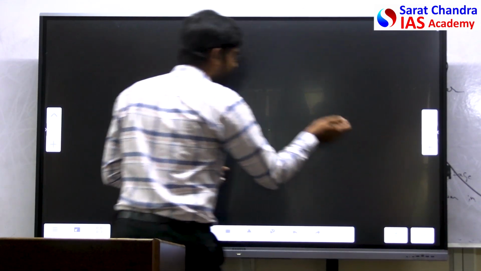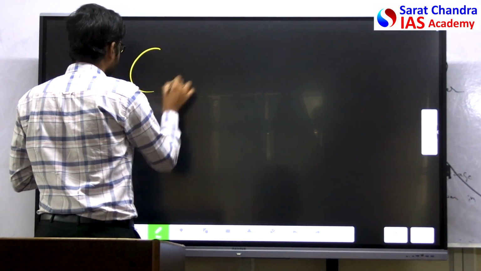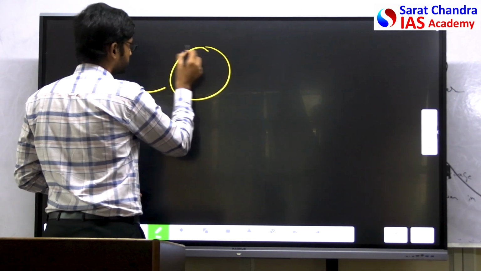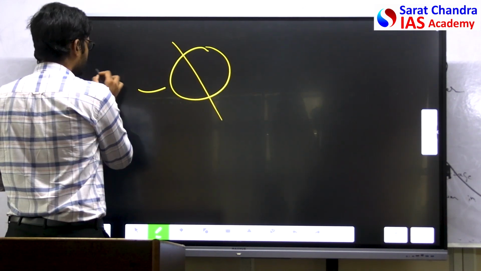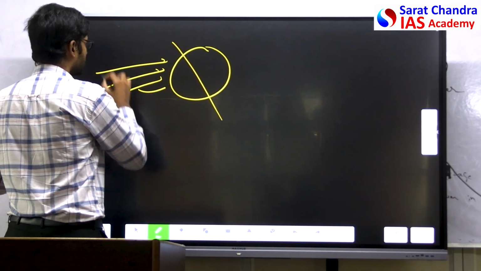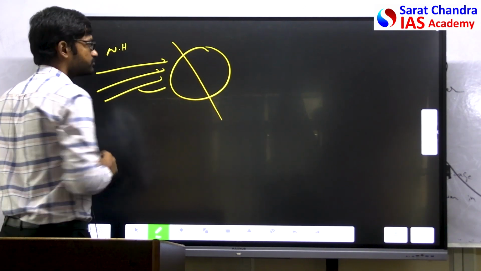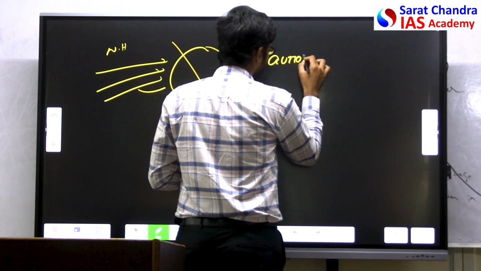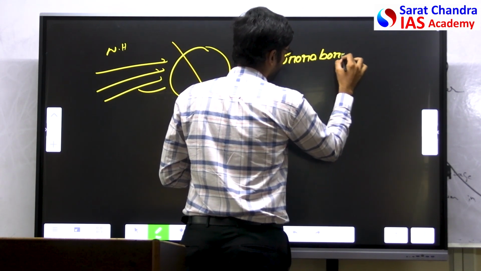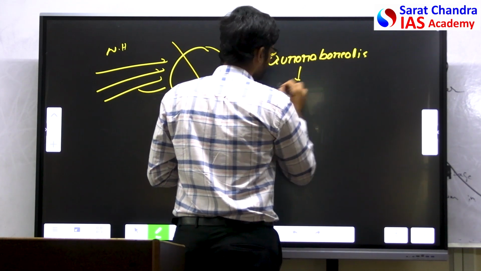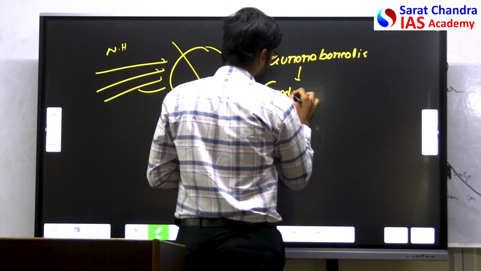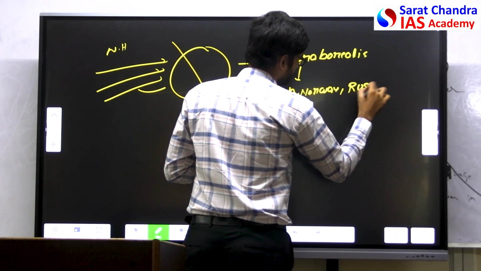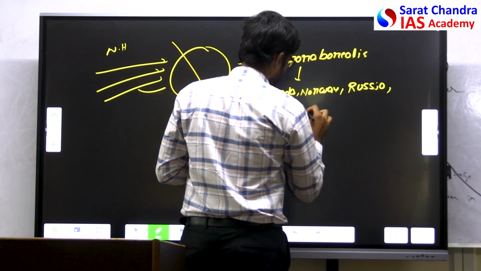Now, when the tilt is like this, the solar wind actually enters the northern hemisphere and it can lead to Aurora Borealis, which can be seen in Canada, Norway, Russia and other Scandinavian countries.